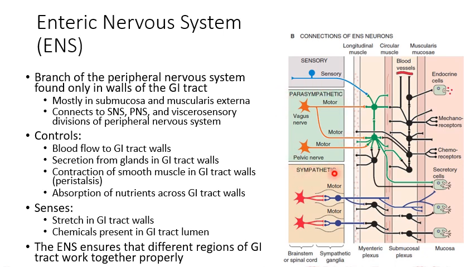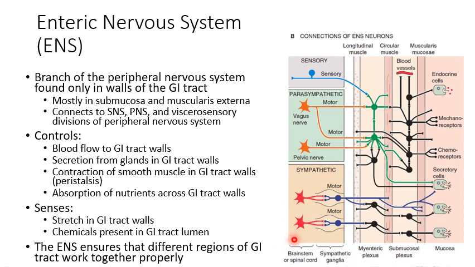Then you have parasympathetic neurons, some of which belong to the vagus nerve, which would be coming in, sending their axons into the GI tract wall and actually contacting neurons of the enteric nervous system. So any commands that are sent by the parasympathetic nervous system will go to the enteric nervous system, and then the enteric nervous system will relay the command to its final destination, whether that be smooth muscle or some type of gland. And the same for the sympathetic nervous system.